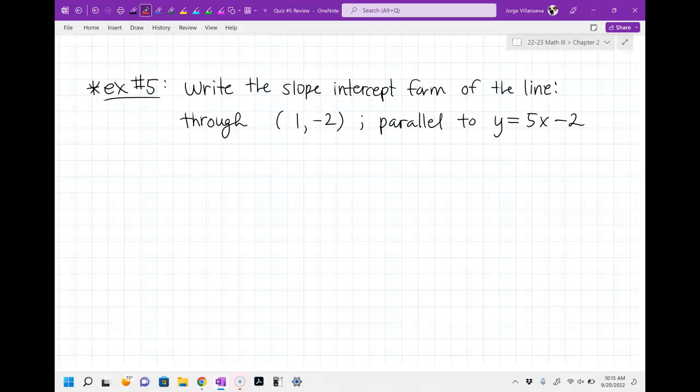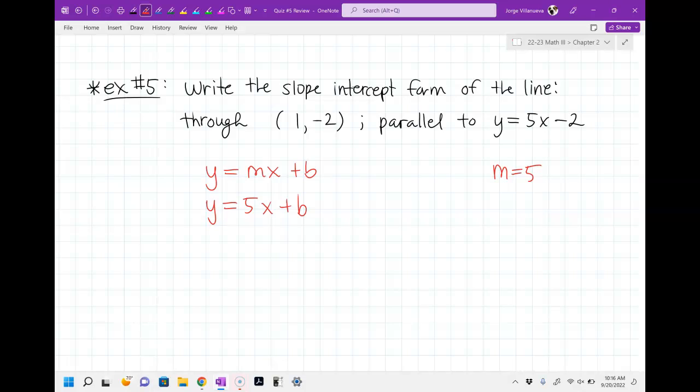What was the first thing I would write down? According to yesterday's notes. If a line has to be parallel, what must it have? Same slope. What's the slope? 5, well, not 5x, but just 5, right? So the first thing I did yesterday when I was teaching you guys this was I wrote down my slope, because there's the answer to my slope. It's literally in the equation that they gave me. So, y equals mx plus b. M is 5.